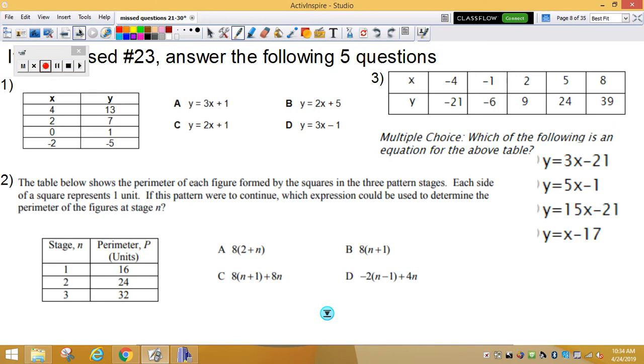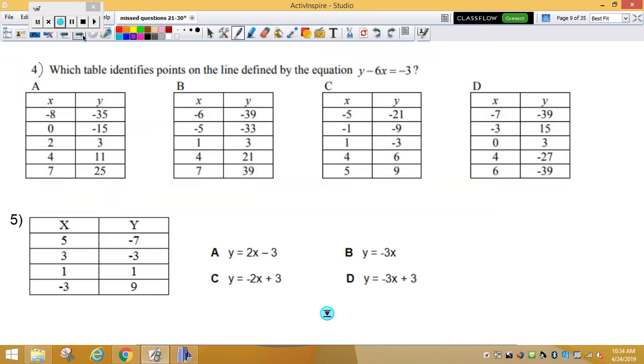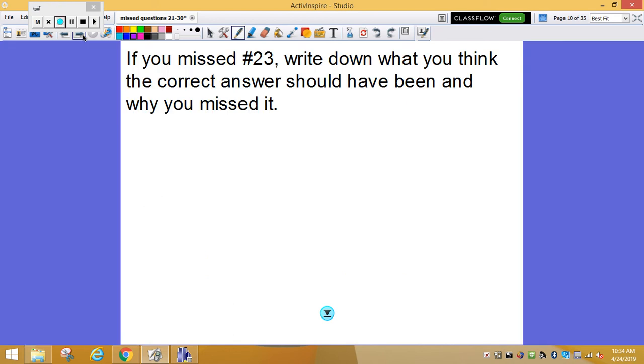Now, if you watch the video and you still miss number 23, I need you to answer the following 5 questions. Here's 1, 2, and 3. And then for 3, clearly it goes A and B, C, and D. So pause it and do 1, 2, and 3. 4 and 5 are right here. Pause it and do these 2. Also, if you missed 23, I want you to write down what you think the correct answer should have been and why you missed it.